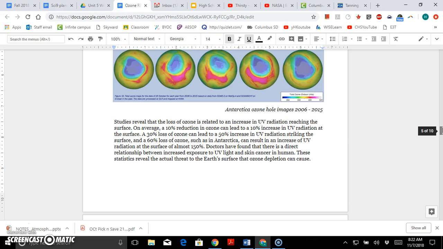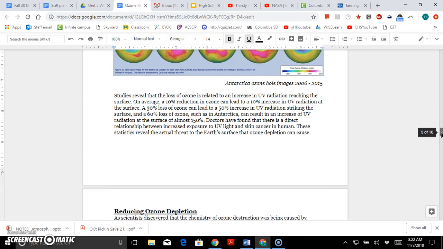A 30% loss of ozone can lead to a 50% increase in UV radiation striking the surface. And a 60% loss of ozone, such as in the Antarctica region, can result in an increase of UV radiation at the surface of almost 150%. Doctors have found there is a direct relationship between increased exposure to UV light and skin cancer in humans. The statistics reveal the actual threat to the Earth's surface that ozone depletion may cause.